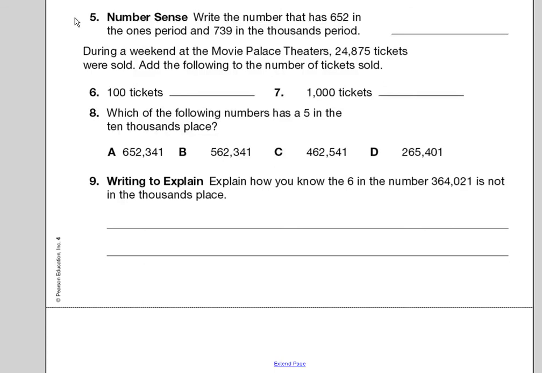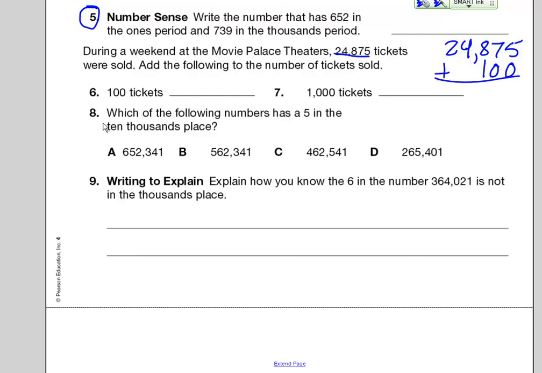For number 5, I want you to just go ahead and try this one on your own. Read the word problem and come up with the best answer you can. Okay, for number 6, during a weekend at the Movie Palace Theaters, 24,875 tickets were sold. Add the following to the number of tickets sold. So what you're going to do is take this number, you can write it on the side or somewhere else, but you would just write 24,875, and here you're going to add 100. So you're just going to add that 100 to the hundreds place. Okay, and then write your answer on the line.